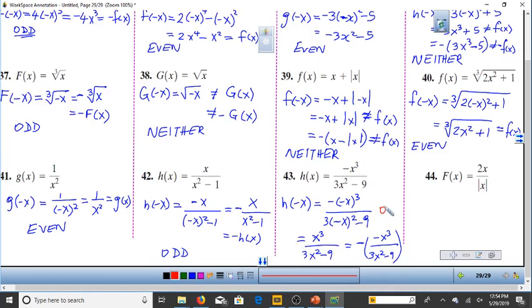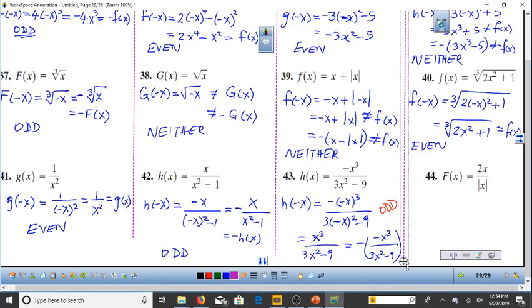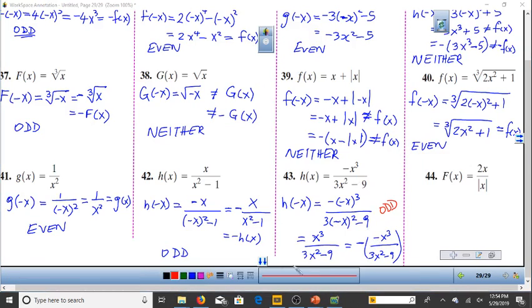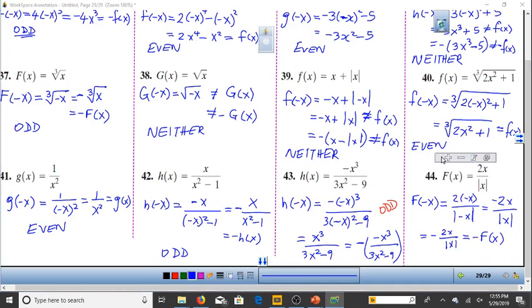So let me see if I can fit it in the spaces here. And then finally, let's try this last example. I'm going to replace all my x's with negative x again. The absolute value of negative x is just the same as the absolute value of x, which gives me the negative of 2x over the absolute value of x, which is the negative of the original function. So therefore, we're dealing with an odd function.